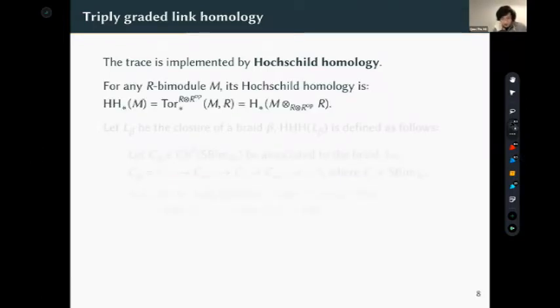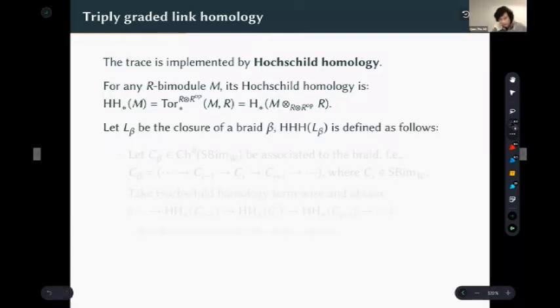So for any R bimodule M, its Hochschild homology is given by the following formula. You essentially take the derived tensor of M and R. R is viewed as a bimodule of R itself, and M is already a bimodule. So you just take this derived tensor. Everything is derived for me automatically, so we usually use the letter L there, but for me, everything is automatically derived. So the word for that is Tor, between M and R.